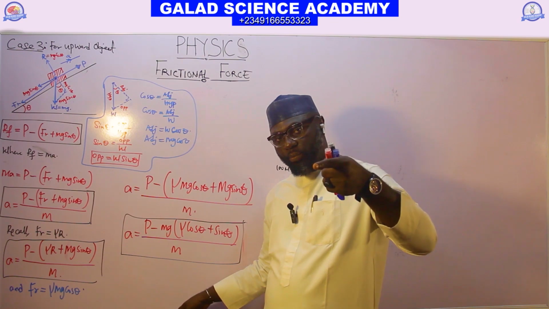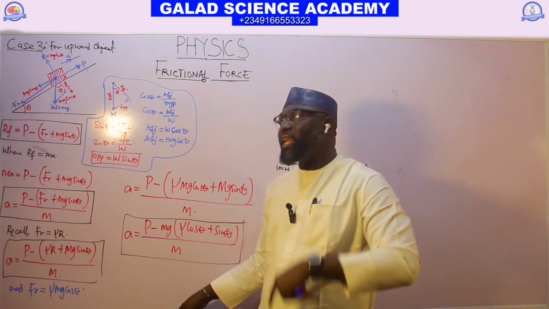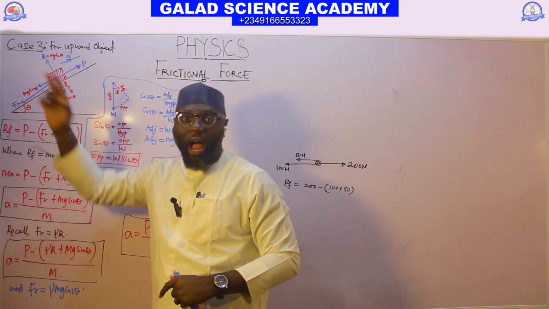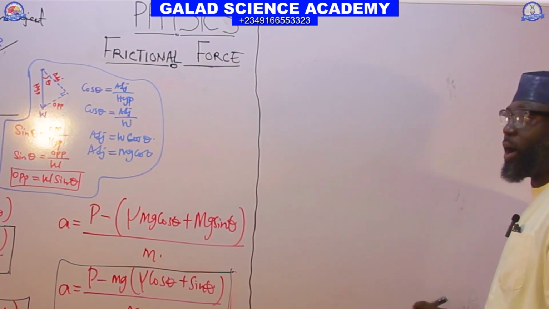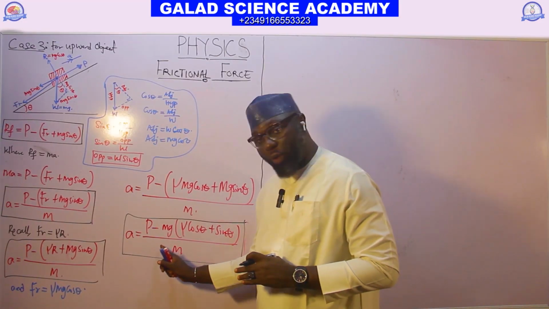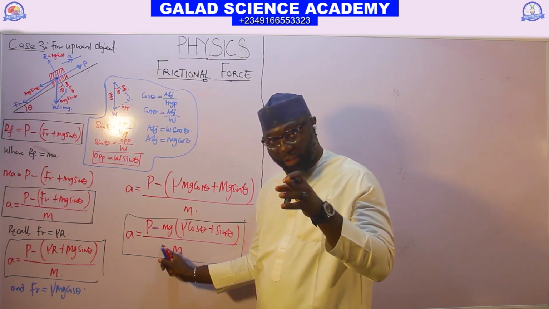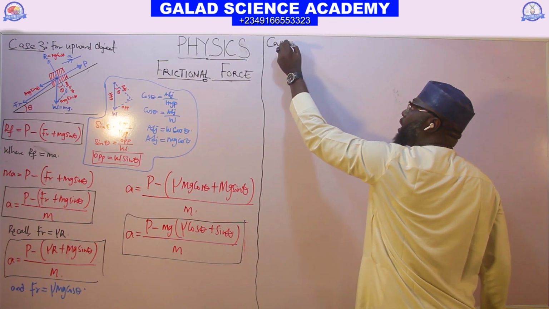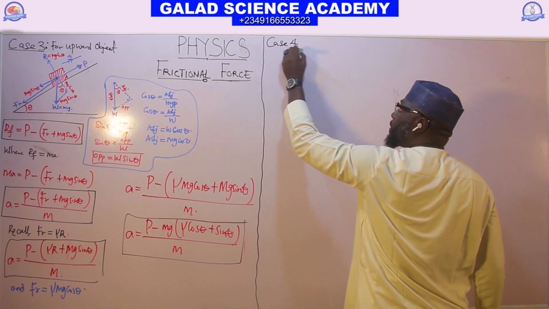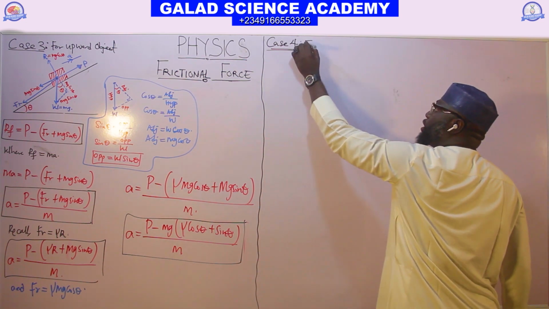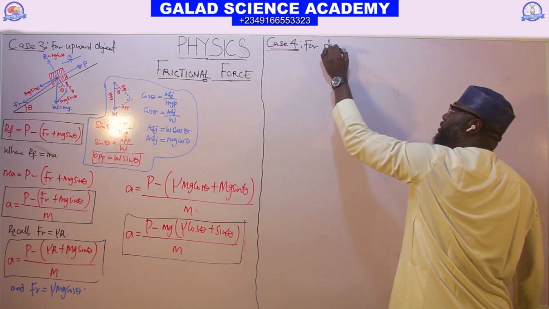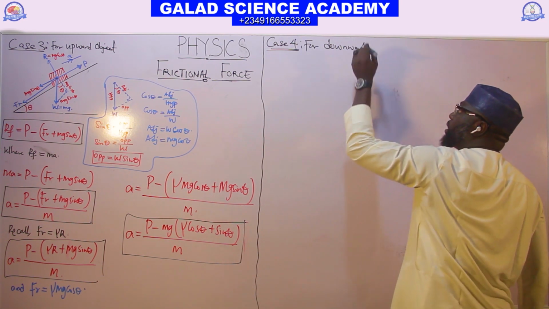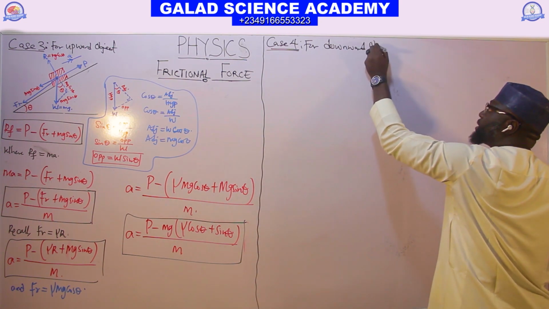Before we solve questions on this, I would like to prove case 4 and case 5. So the next case now, I said before we solve questions on this, let me add case 4 and 5. They look alike. Yes. Case 4. Case 4 is for a downward moving object.